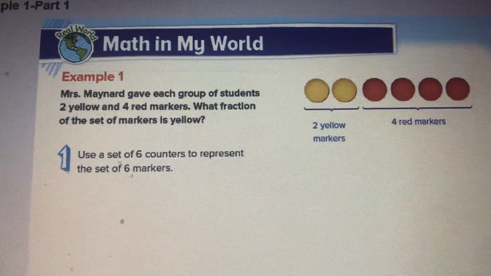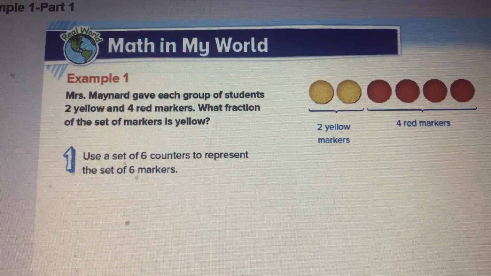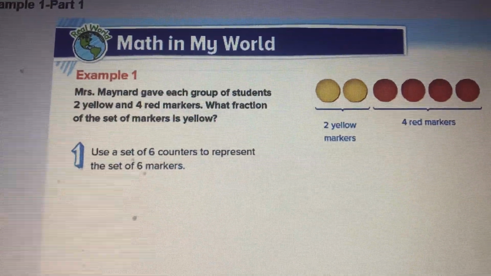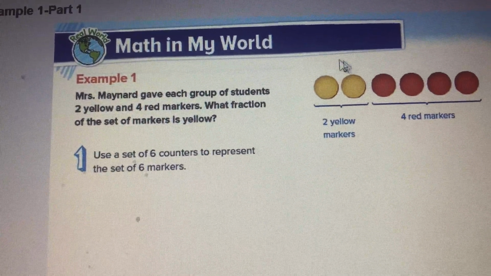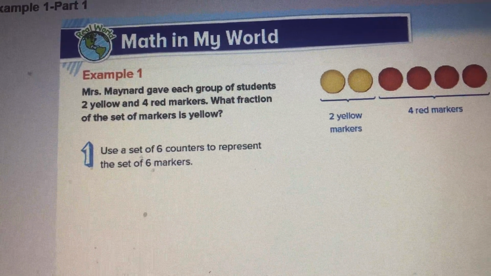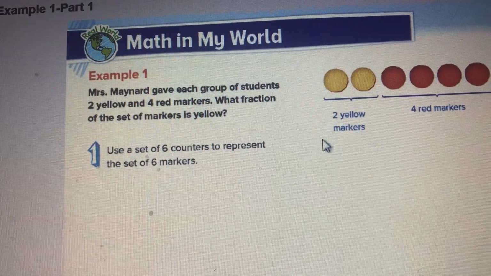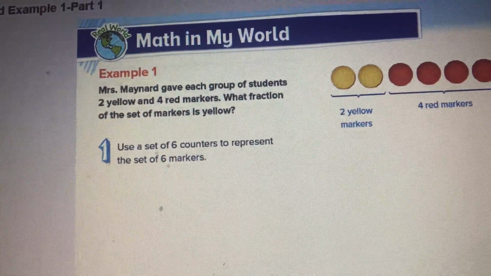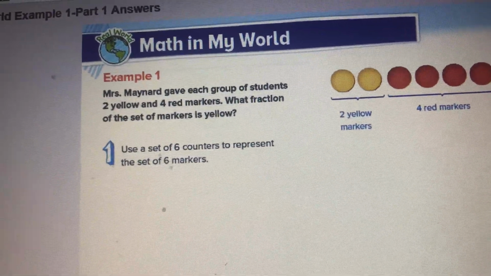Mrs. Maynard gave each group of students 2 yellow and 4 red markers. What fraction of the set of markers is yellow? So if you look at the markers, you can see there's 6 here. 2 are yellow, 4 are red. We're using 6 counters to represent the set of 6 markers.